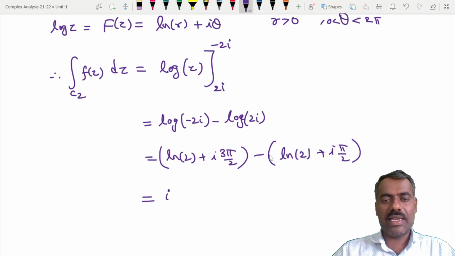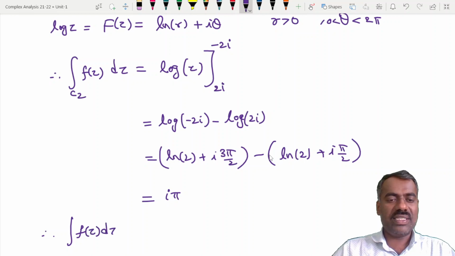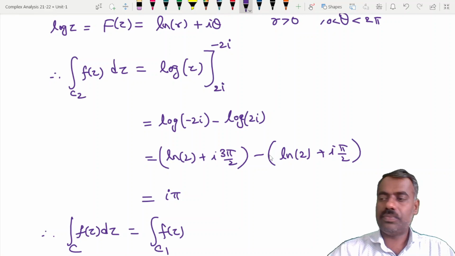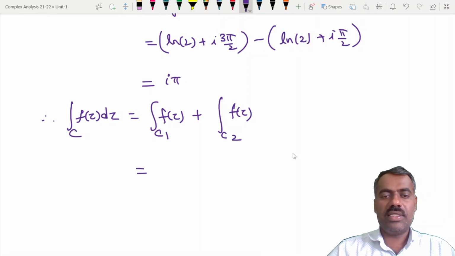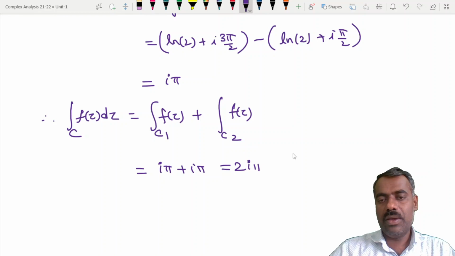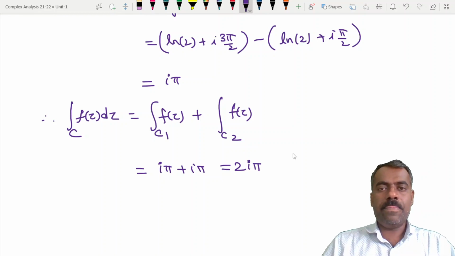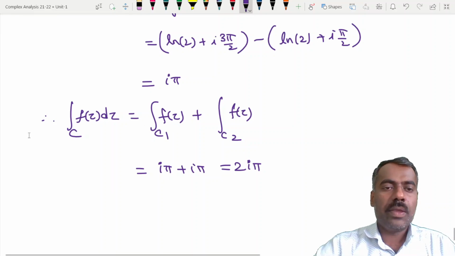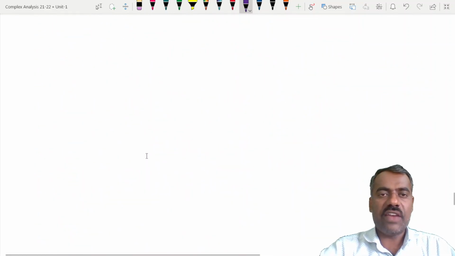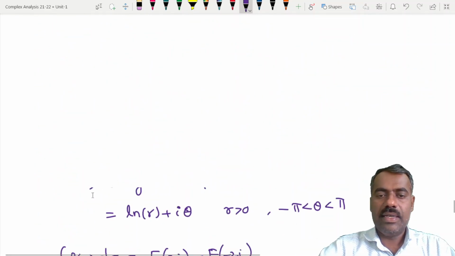What we have here is again iπ. Therefore, the integration of f(z) dz over C is the integration of f(z) over C1 plus the integration of f(z) over C2. This is iπ plus iπ, which is nothing but 2πi. So this is how we can find the integration where this f(z) has a branch.